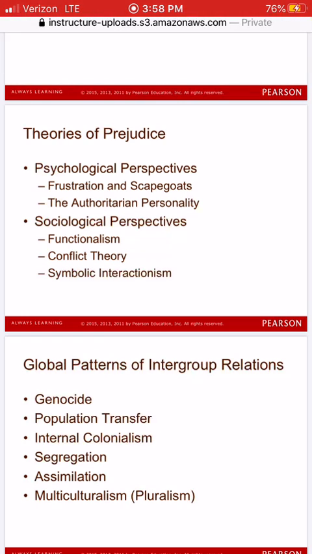Prejudice can arise out of competition for resources, which we know of when we talk about the conflict theory, as well as we know that dominant groups may encourage competition between minority groups in order to maintain that dominant status, in a sense.